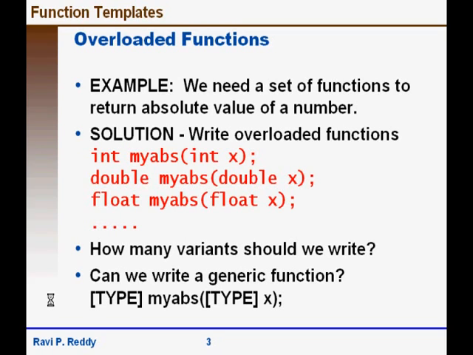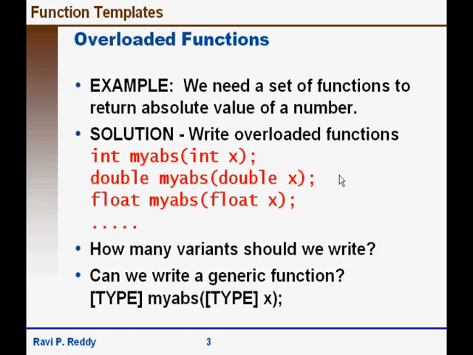Let's look at a simple problem. We need a set of functions to return the absolute value of a number. One solution is to write a series of overloaded functions. For example, for the integer, we can write int myAbsInt. Then we can write another version, double myAbsXXX, float myAbsXXX. Each of them returns a certain type depending on the input parameter.